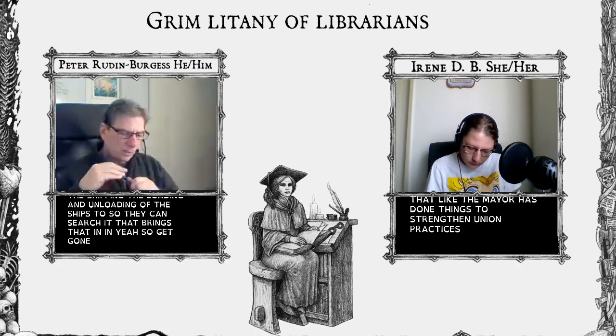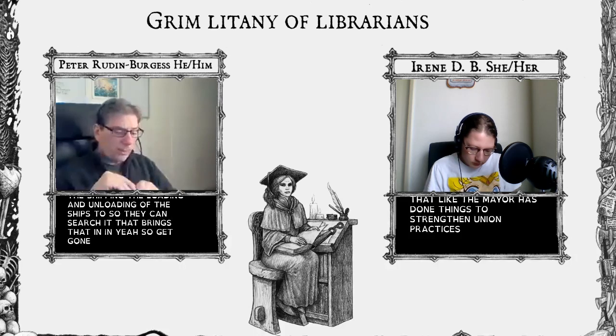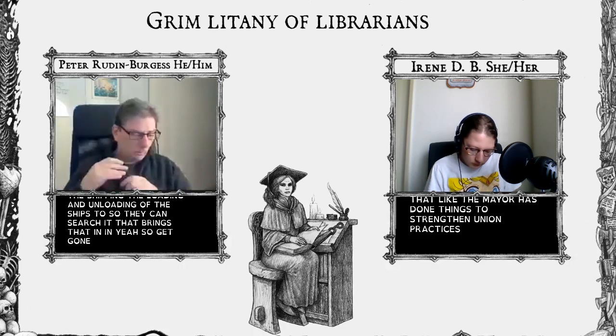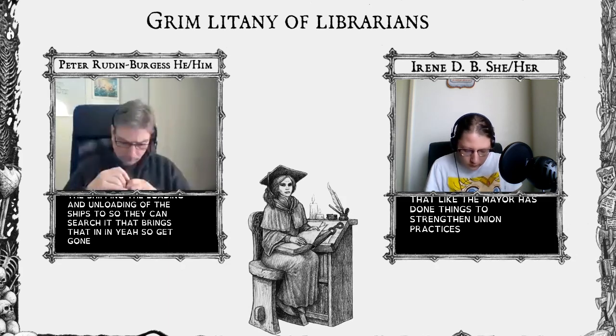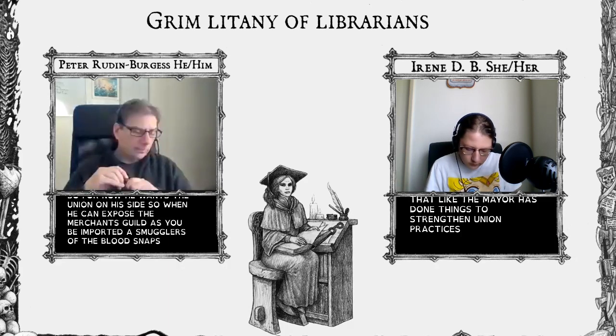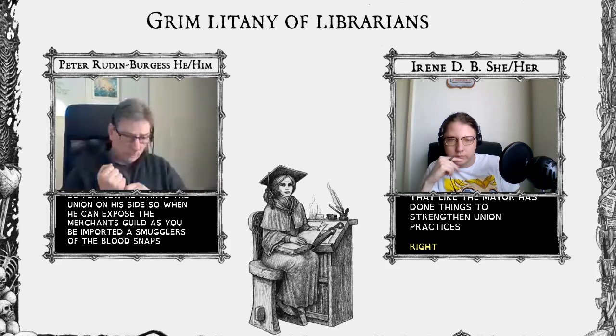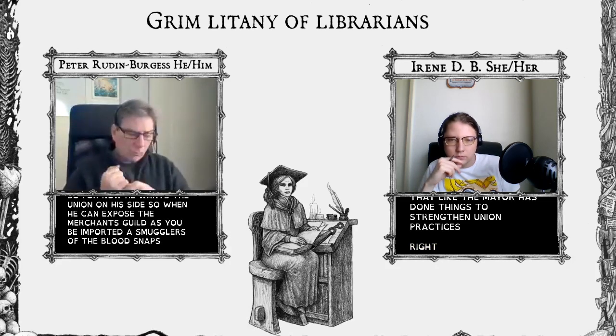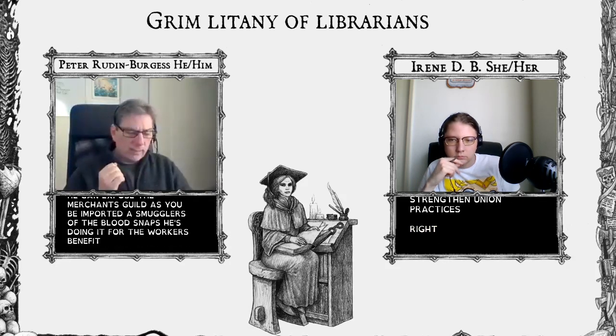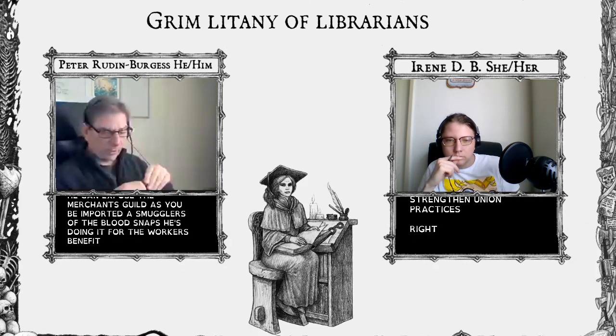So when he can expose the Merchants Guild as the importers, smugglers of the blood schnapps, he can claim he's doing it for the workers' benefit. Although they don't know, he's going to want to keep his private manufacturing of blood schnapps secret.